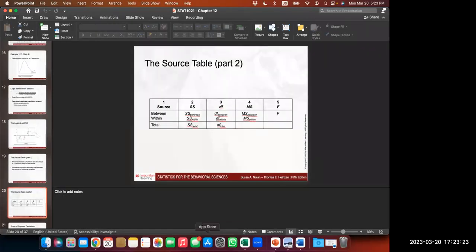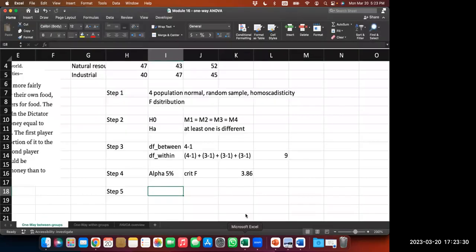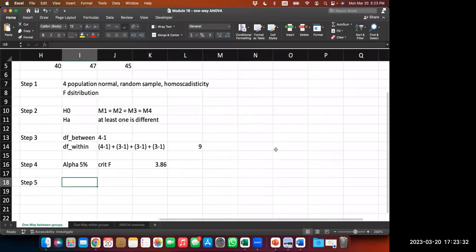Okay, let's do this in Excel. Let's actually carry this over. We can just copy it there. Let's copy this over there. This is our F.